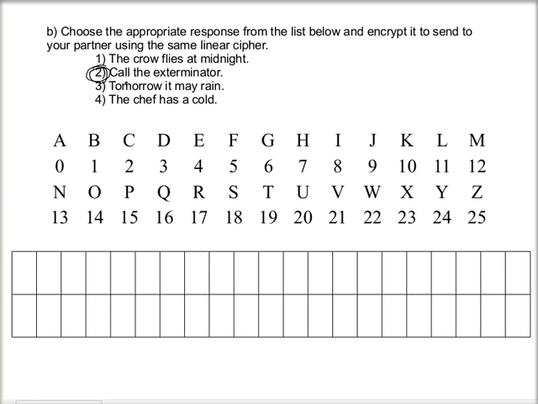First, I need to write my message in this chart. So I'll just go ahead and do that. Call the exterminator. And then once I've got that done, I need to translate this into position numbers. So I'll go through and look up each letter and replace it with the corresponding number.